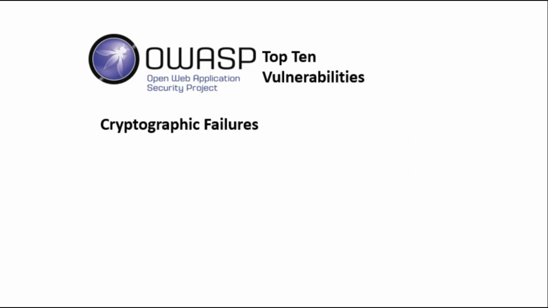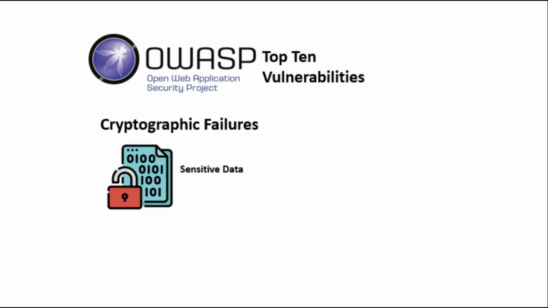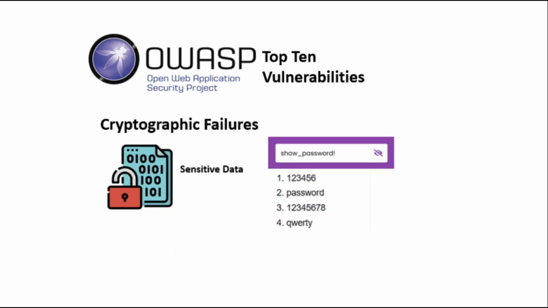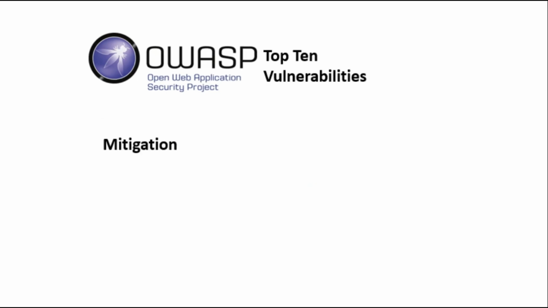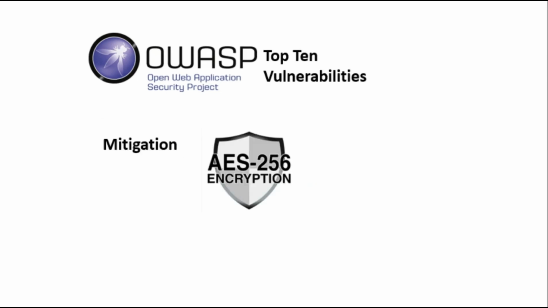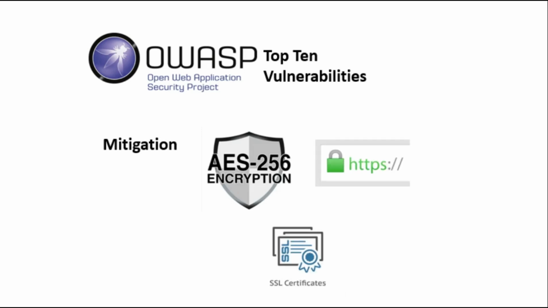2. Cryptographic failures. This occurs when there's weak or missing encryption for sensitive data. An example is storing passwords in plain text or transmitting data without encryption, which can lead to data breaches with significant financial losses. The mitigation measure is using AES-256 encryption, enforcing HTTPS, and updating SSL certificates.